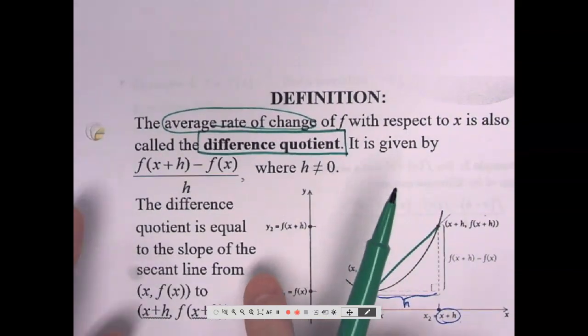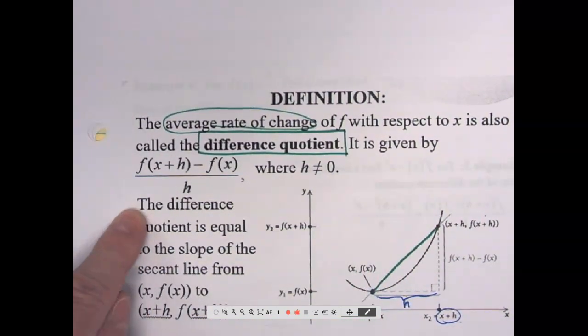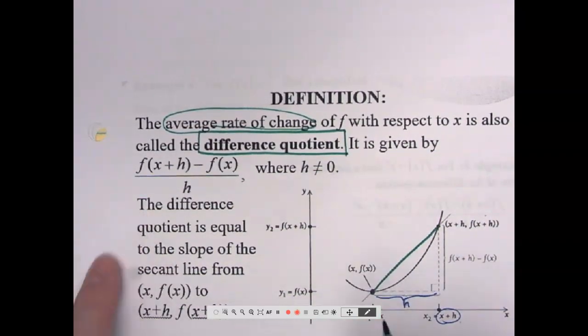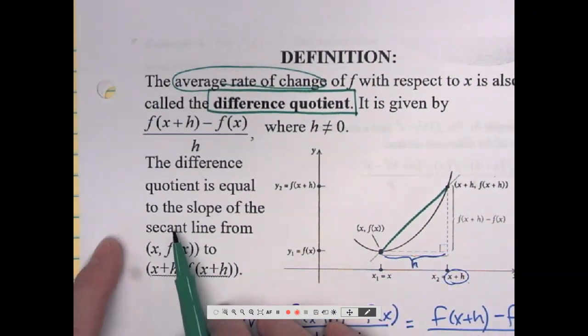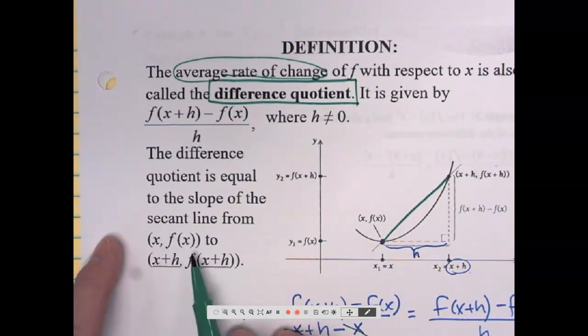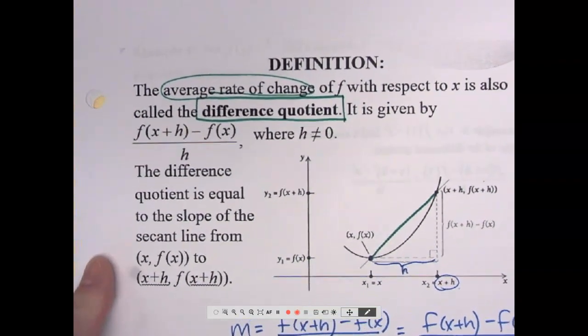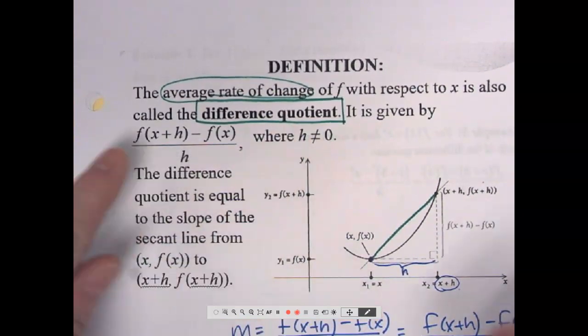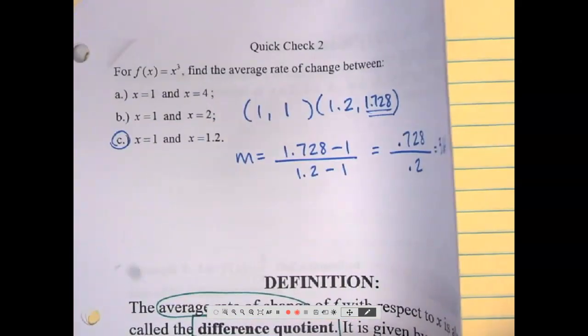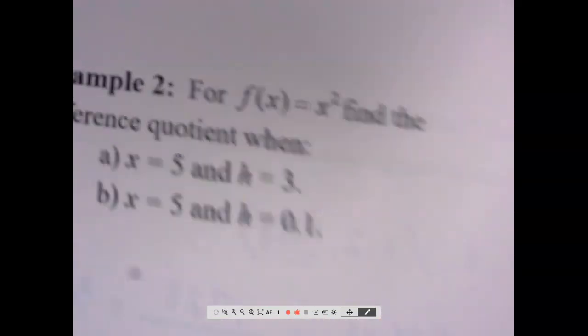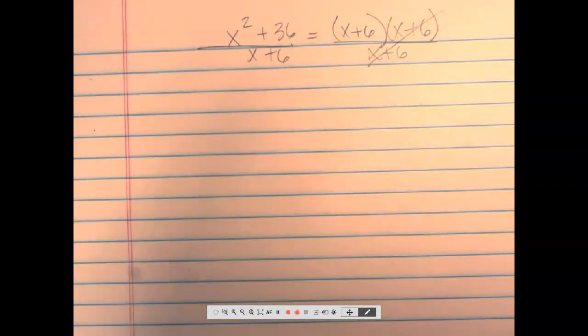So it's just a super fancy way of writing a generic slope formula where h is not 0. The difference quotient is equal to the slope of the secant line from those two ordered pairs that we had. Difference quotient means do this. And we're going to do that on the next page.